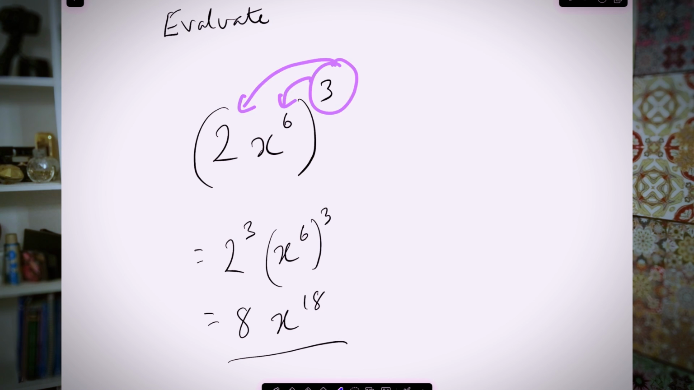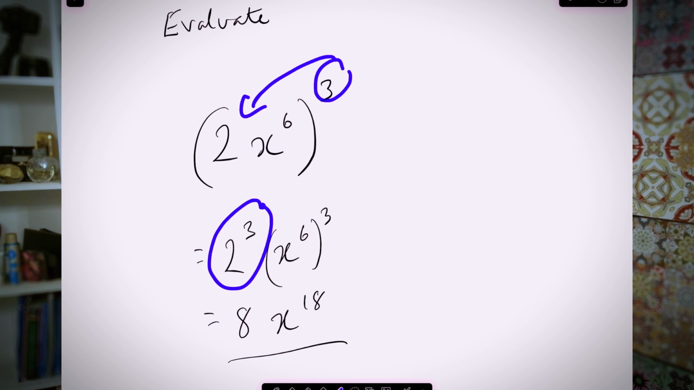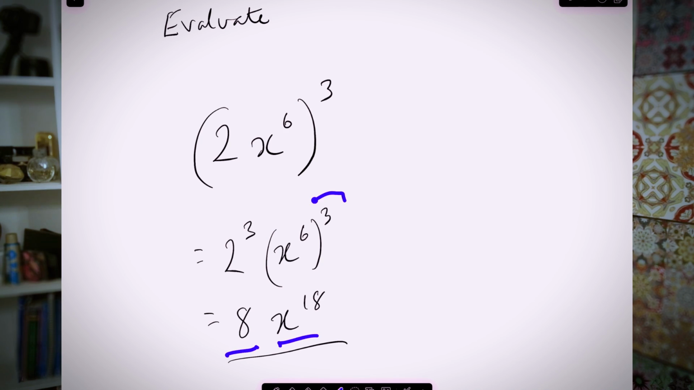For example, if you have 2x to the power of 6 in a bracket, to the power of 3, some students deal with the x to the power of 6 by multiplying the 6 and the 3, but they forget that the 2 is also affected by that 3. So you have to do 2 cubed as well, giving you 8x to the power of 18.